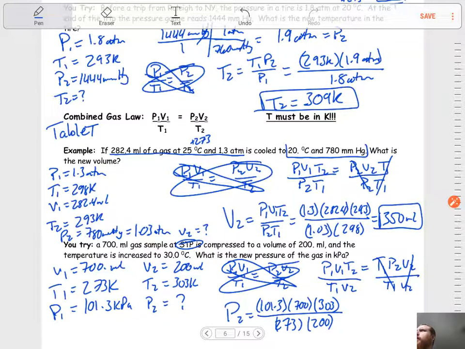Okay, so when you do the math again, make sure that you do the math correctly and plug it in correctly in your calculator. And the final answer that you should get is 394 kPa.